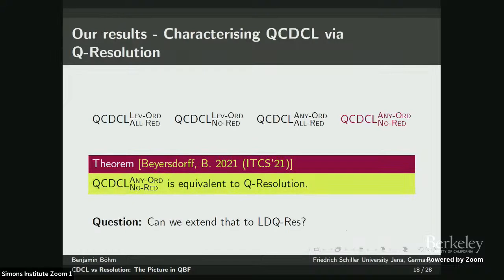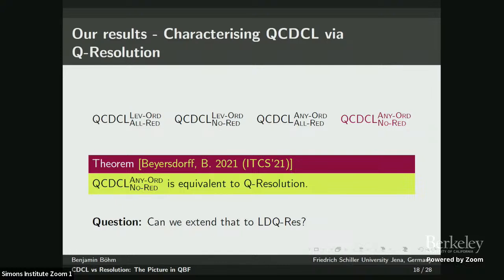Now we can make this interesting result here. If we take this one here with any or, that means arbitrary decisions, and no reductions during unit propagation, we can show that this particular variant of QCDCL as a proof system is equivalent to Q resolution. So now we have succeeded to reach the strength of Q resolution via at least some modified version of QCDCL.